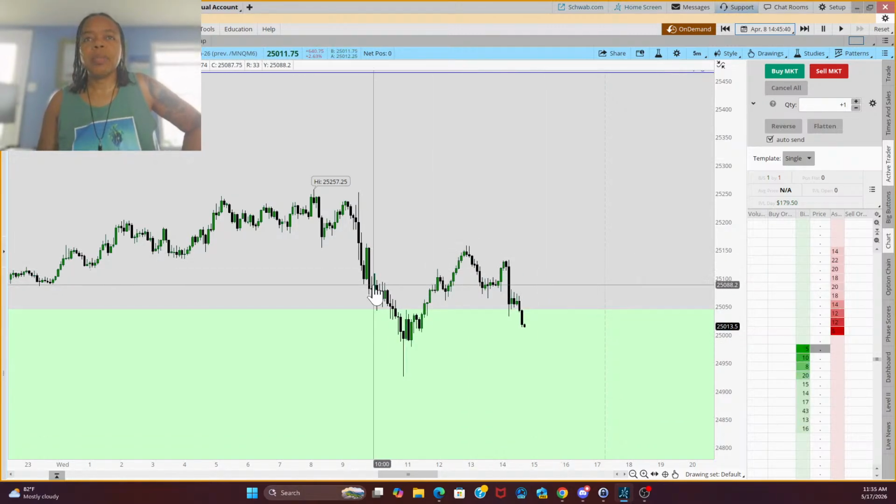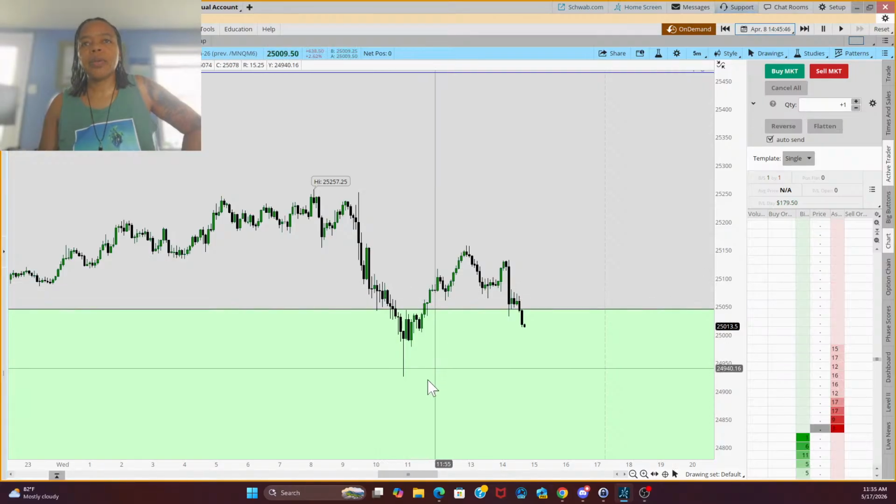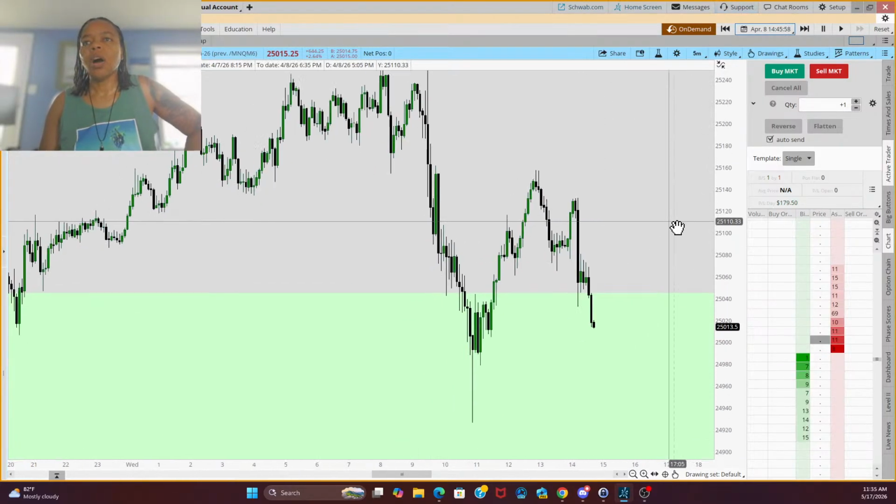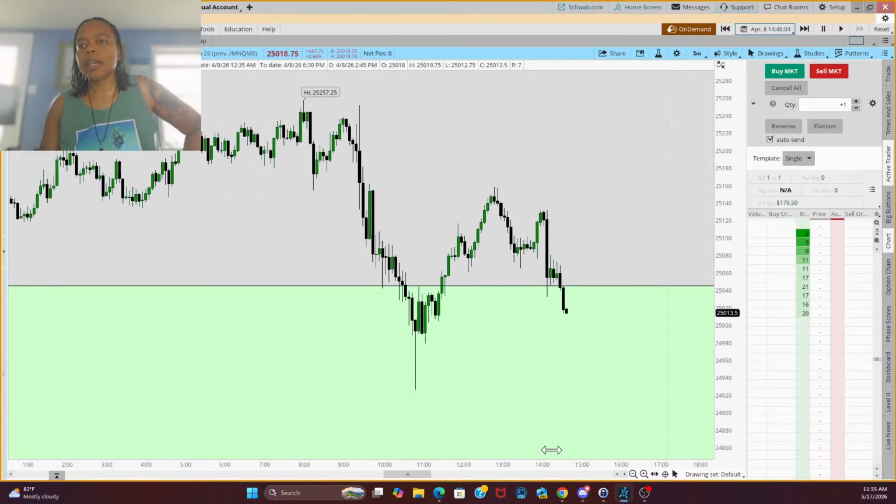Beyond this little guy here, and we had the Asia, I'm not super excited about this. The long is really where I wanted to grab something.